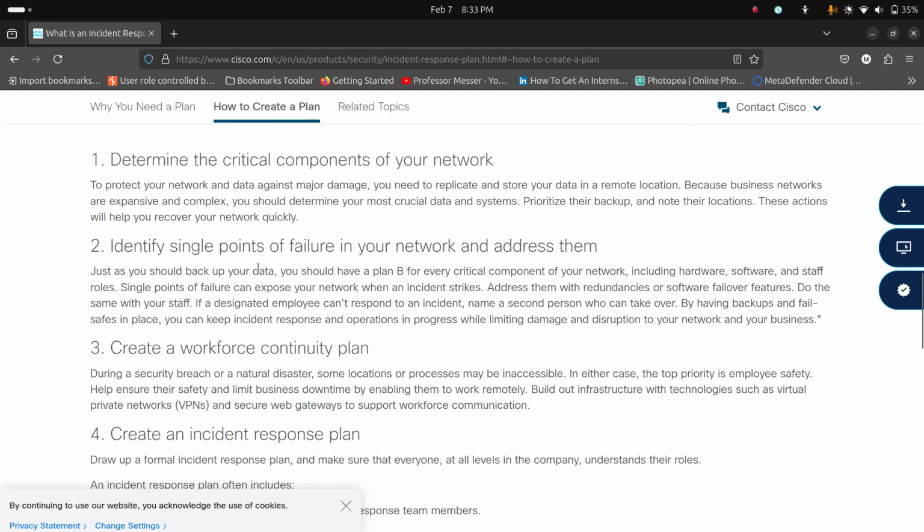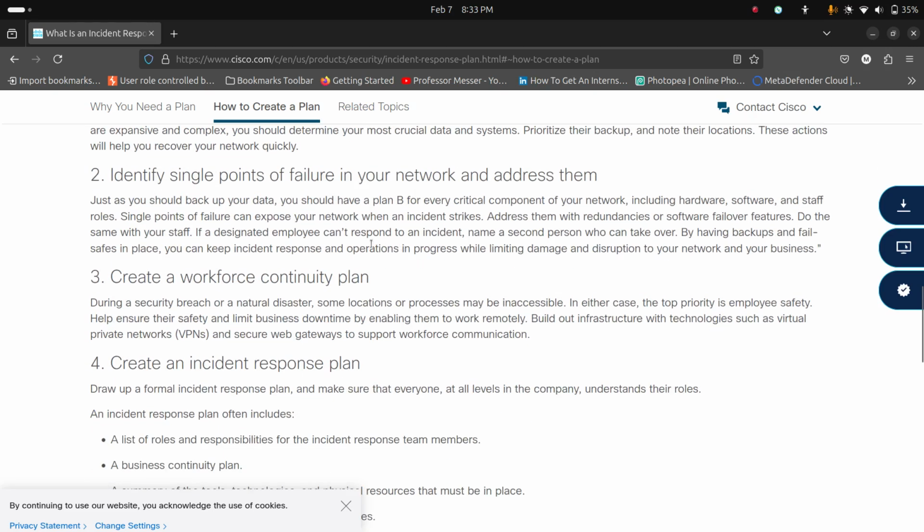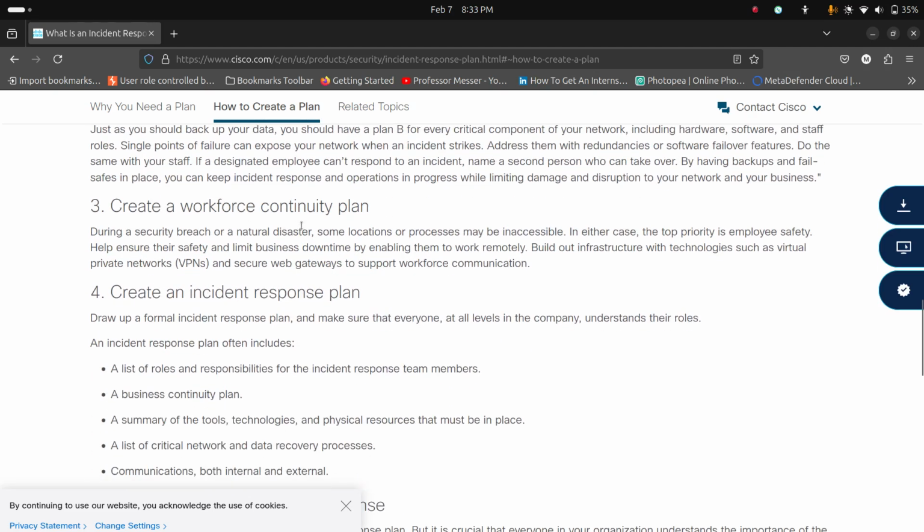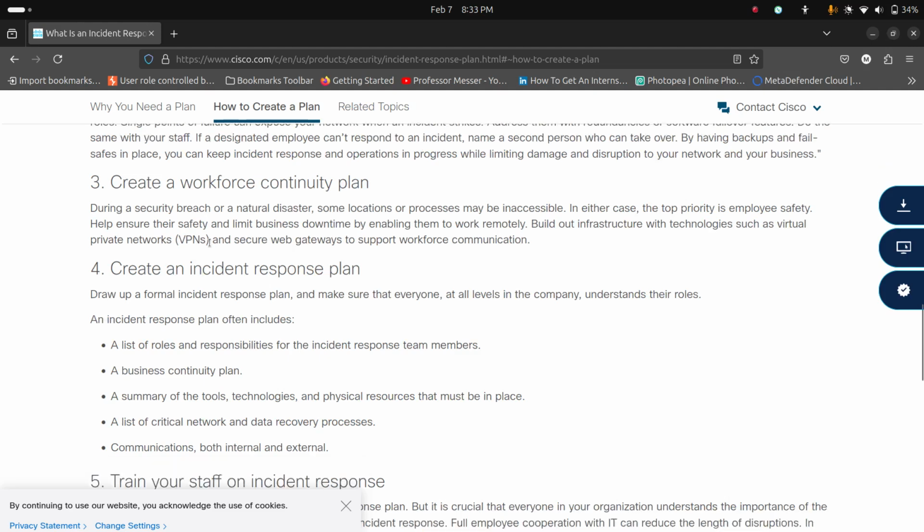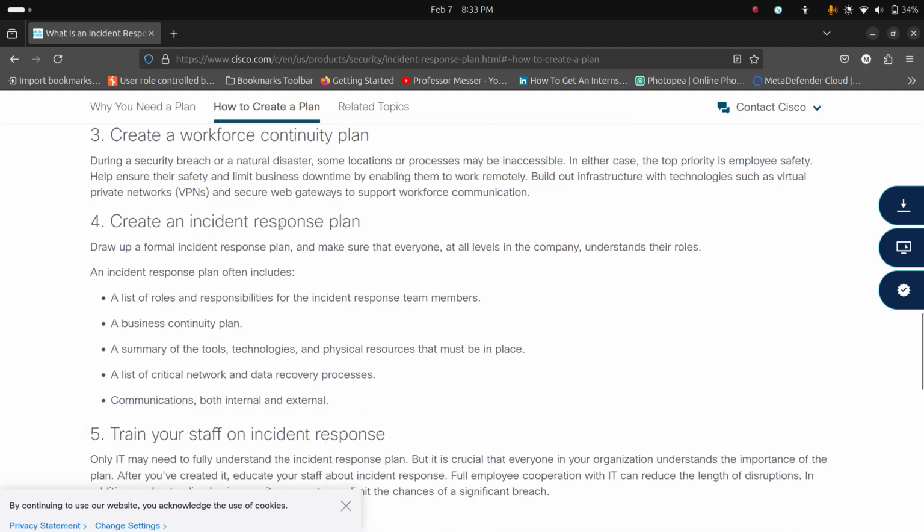Very important, step 1. Step 2 is to identify single points of failure in your network and address them. Step 3 is to create a workforce continuity plan. In cases of a security breach, you have to have a plan that ensures the continuity of your business, to ensure that the business does not suffer downtime.